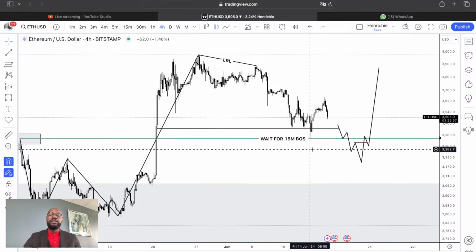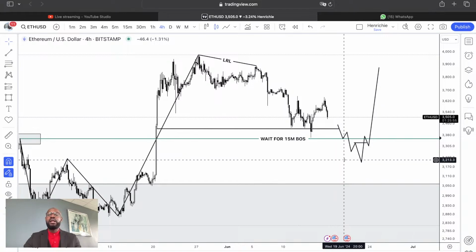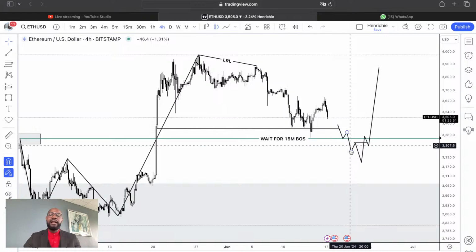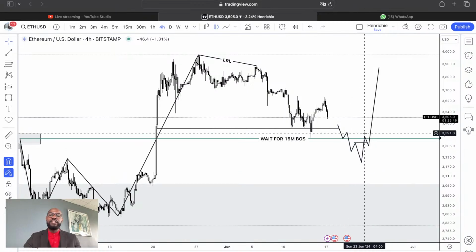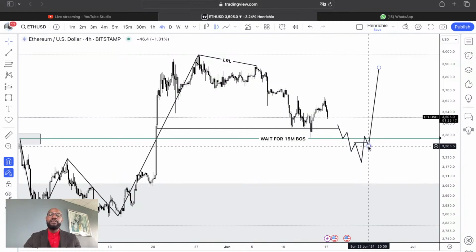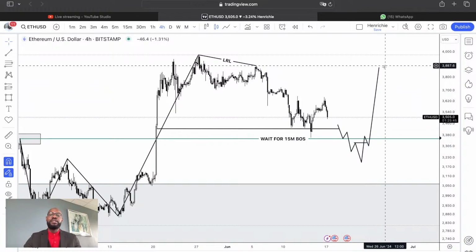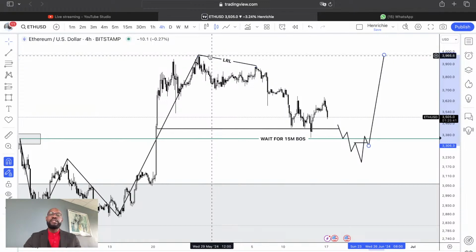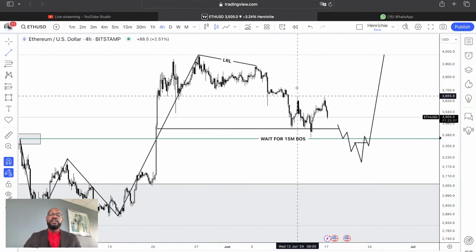The moment I see a 15-minute shift of market structure to the upside, I'll be looking for a buy exactly as outlined right here. A high, a low, a high, a low. The moment I see a shift of market structure, I want to see a retest to buy and then potential continuation to the upside. To potentially run low resistance liquidity resting right here, and also this low resistance liquidity that has also been formed right here.